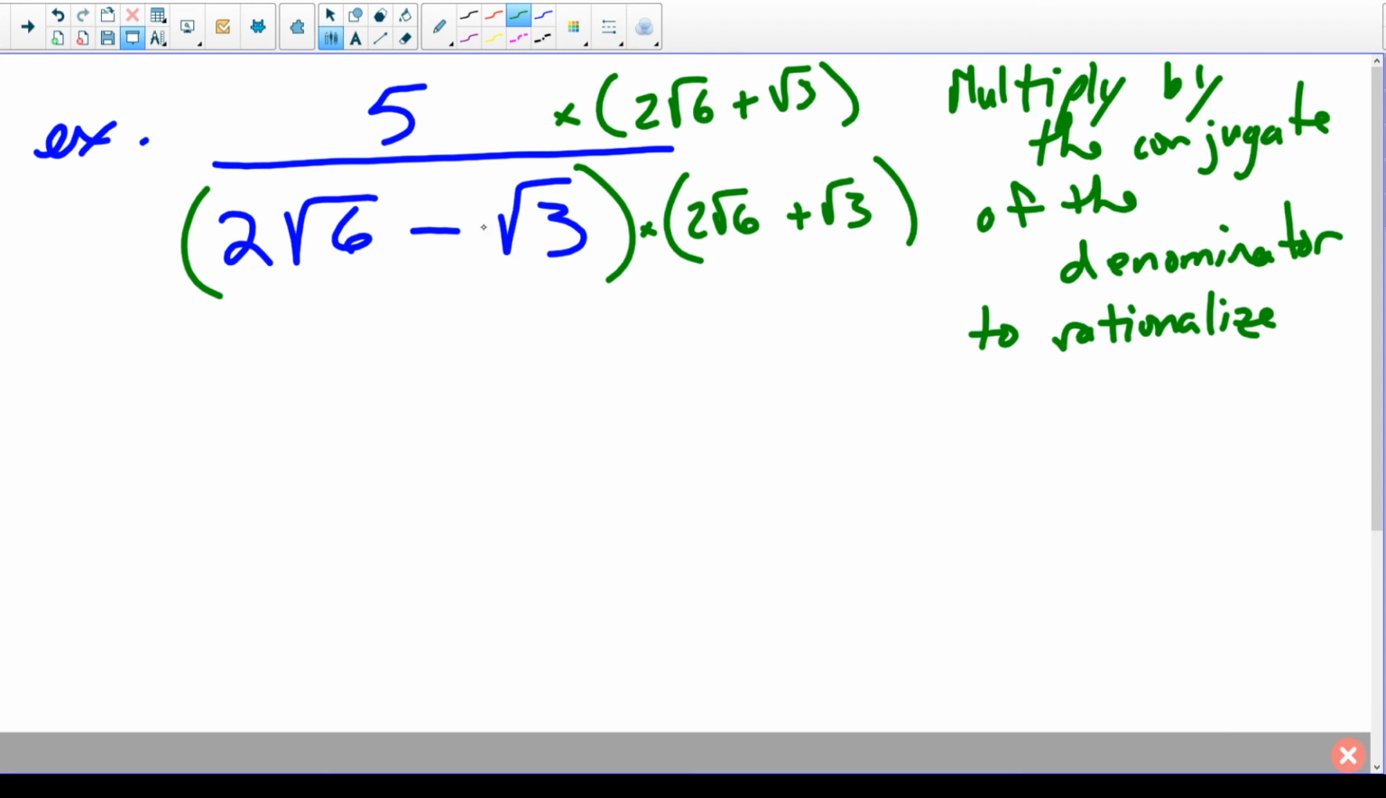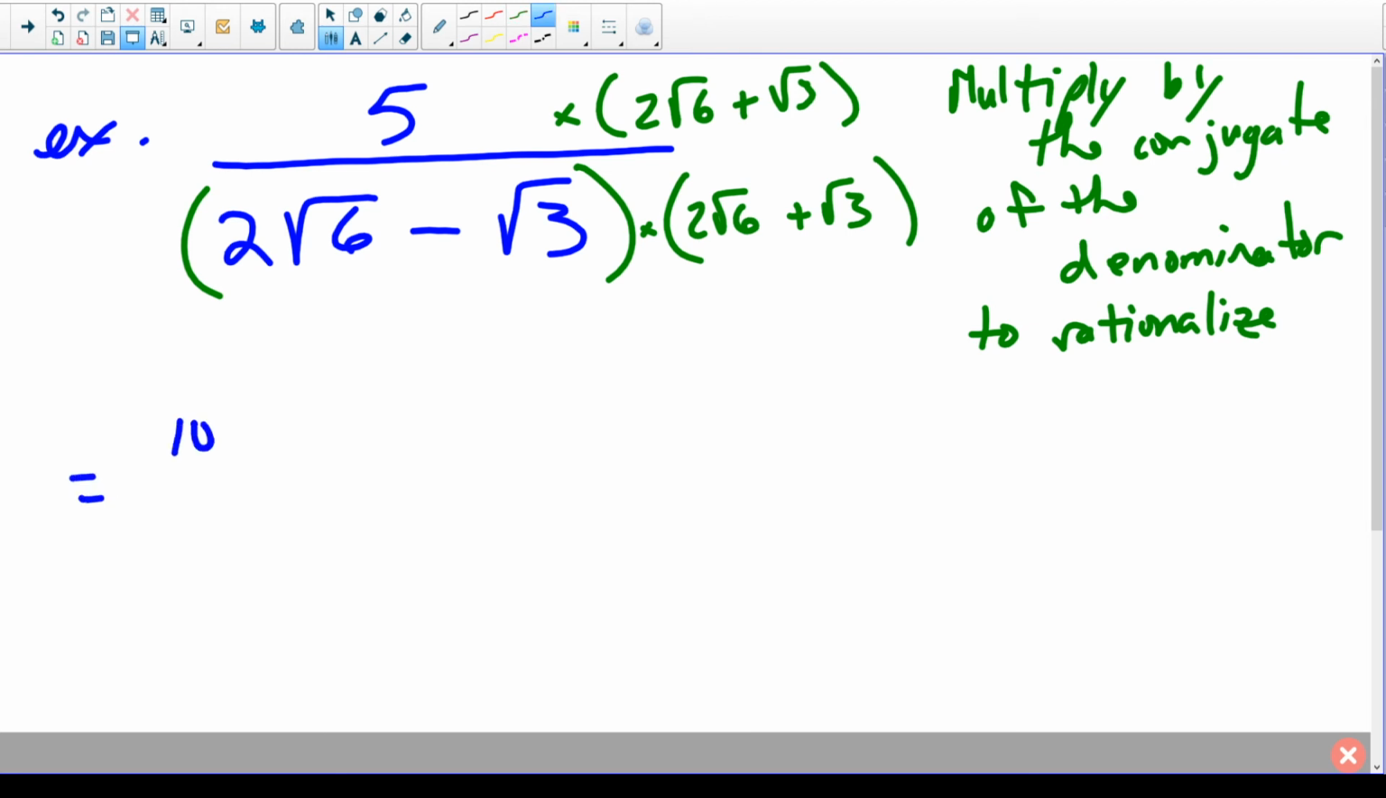So I think we can save us a little bit of time by not foiling this bottom and just using that property. We're going to square the first number. We're going to square the last number. It's going to be a subtraction. The top will distribute. Okay? So what do we get for the top?